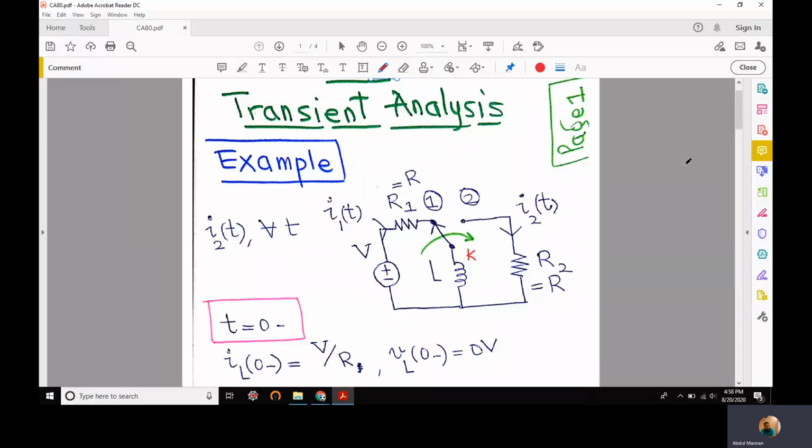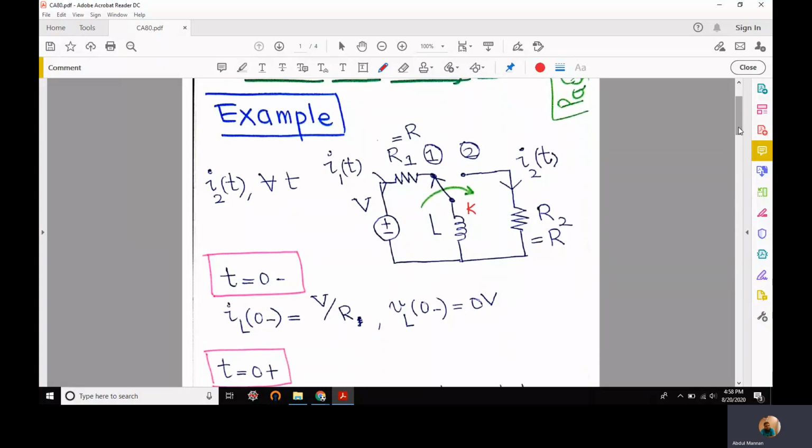So let's see what would have happened at time t equal to 0 minus. Time t equal to 0 minus is the time just before we have changed the position of the switch from 1 to 2. What would have happened when this inductor achieved steady state? In steady state, the inductor would have been short circuited and there would be only two components in the circuit effectively, V and R1, which is also equal to R. V and this R1 are the only components in the circuit.